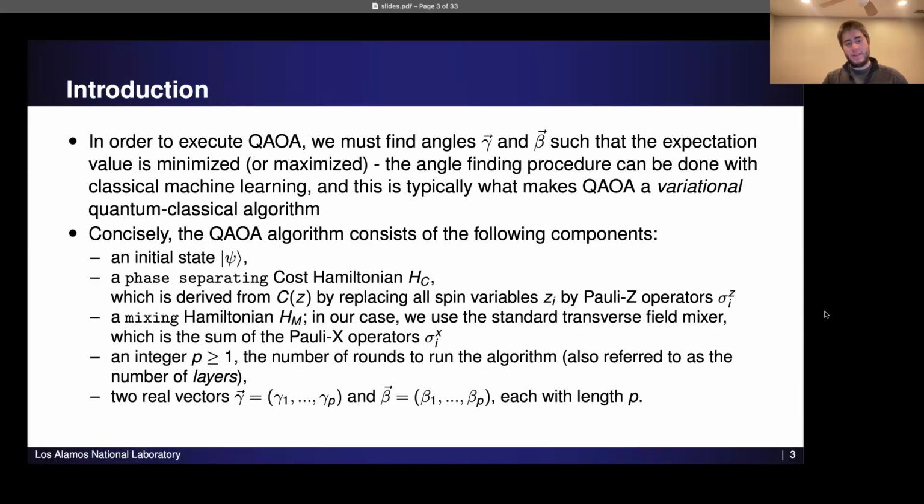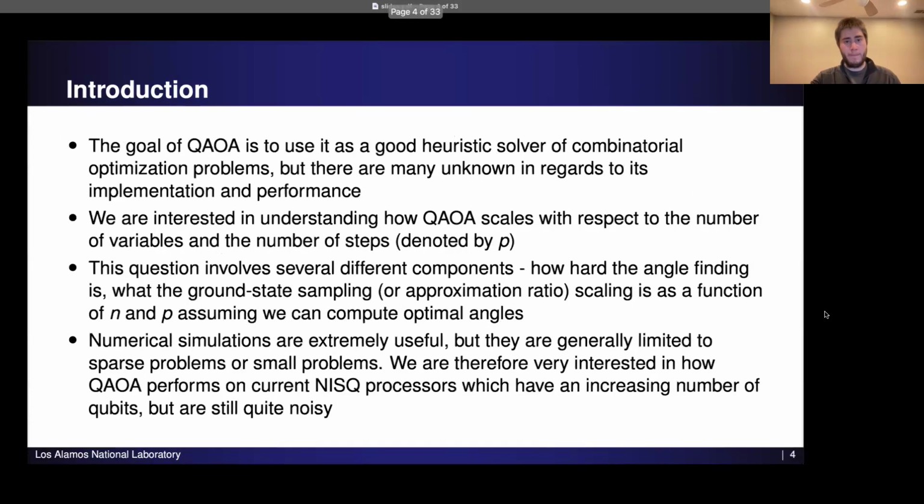So as we add more layers p, we expect to get better evolution, kind of like extending the continuous computation time in quantum annealing. But the challenge is that at each p that we add, we have another angle that we must optimize over, which can be challenging.